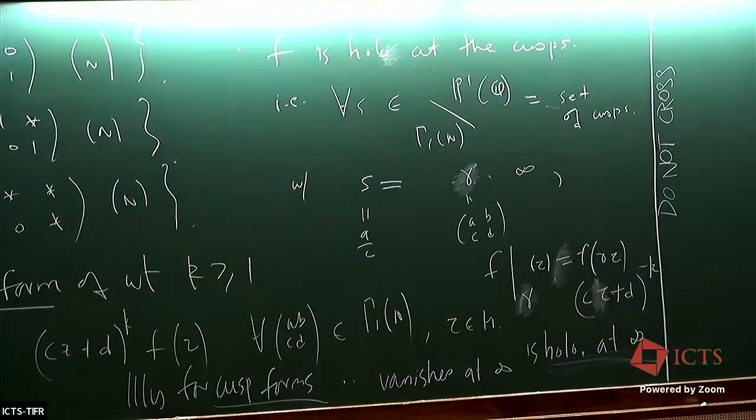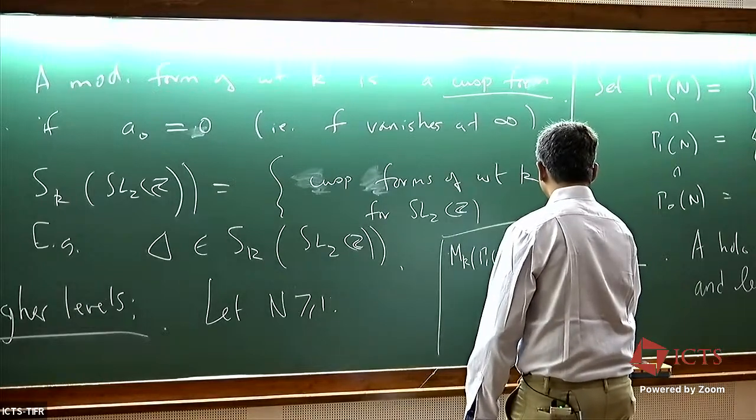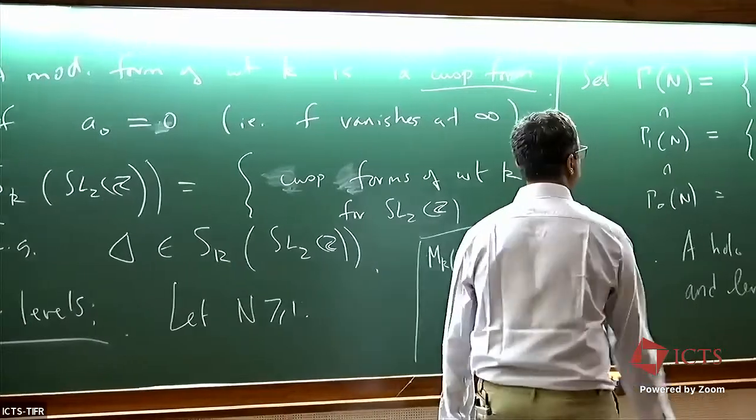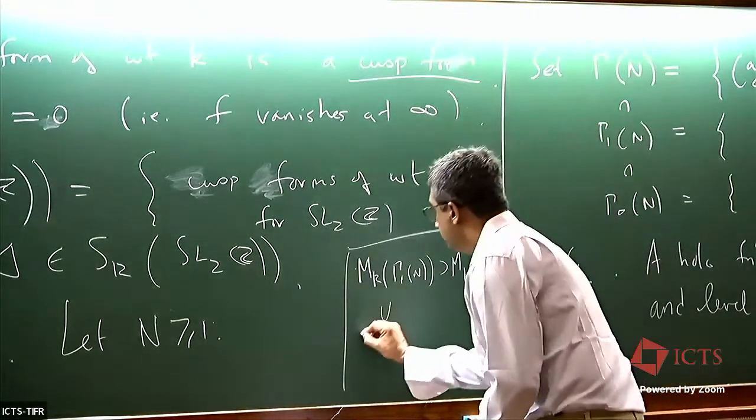Okay, so some notation, let me write it here only. We have the following picture. M_k of gamma 1 n and M_k of gamma naught n. The bigger the group, the fewer the modular forms, because there are more conditions to be satisfied, right? So M_k of gamma 1 n contains M_k of gamma naught n. Of course, the cusp forms are sitting in here.